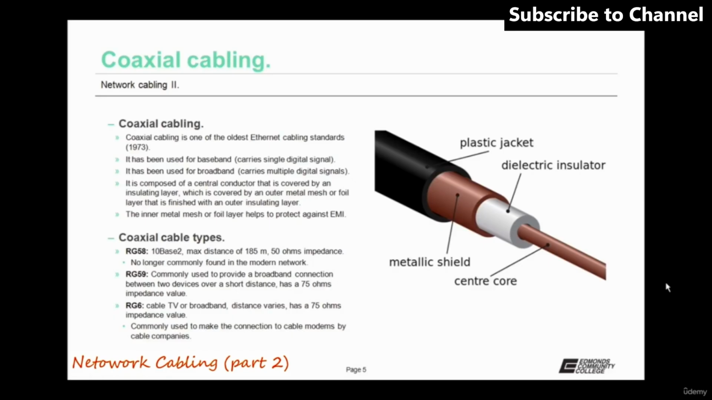Then there's RG59. It's commonly used to provide a broadband connection between two devices over a short distance. And it has a 75 ohms impedance value. And it's only used for short distances because it leaks its signal. It can't span very far. Then we have RG6, which is used for cable TV or broadband. Now the distance that RG6 can span varies, but it still has a 75 ohms impedance value. And it's commonly used to make the connection to a cable modem by the cable company.